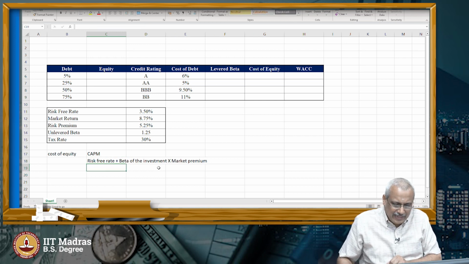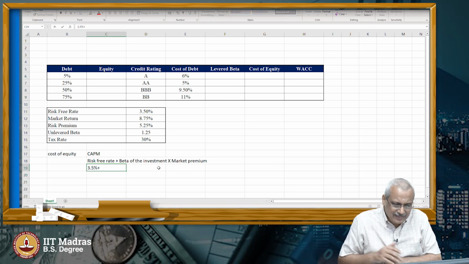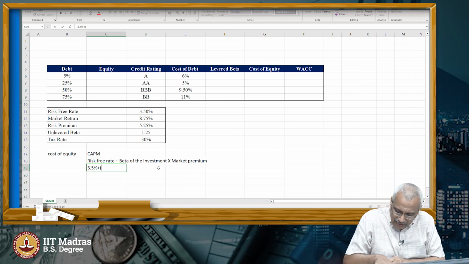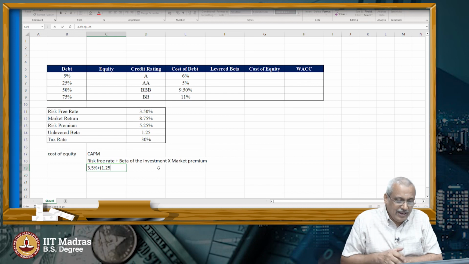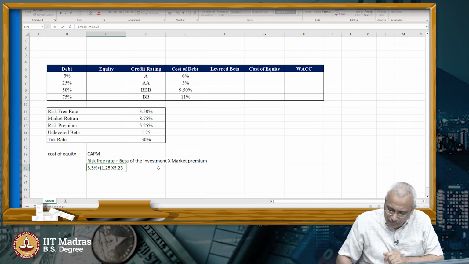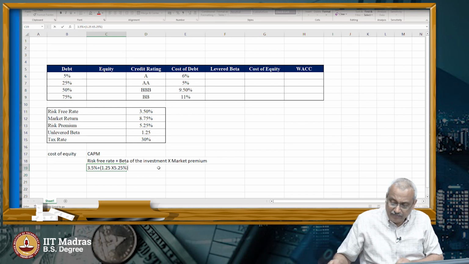So in this particular case, what is the risk-free rate? The risk-free rate we saw is 3.5%, plus beta of the investment is normal, about 1.25, which is what is given, multiplied by the market premium, which we know is about 5.25%. This is what we are going to do.